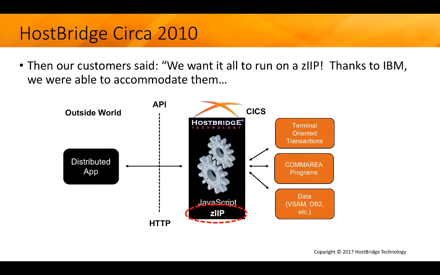Now, another thing that customers said to us a number of years later, I think it was around 2010, right about then IBM came out with the concept of specialty engines, particularly zAAPs and zIIPs. And our customers said, we love what you're doing and we'd like it all to run on a zIIP. Well, again, thanks to IBM, who created a licensing program that allows an authorized ISV or software developer such as HostBridge to use the appropriate interfaces, we were able to accommodate our customers. So for the last 7 years, our customers have been able to benefit from running all of their integration tooling and technology and all the scripts that they write using the HostBridge JavaScript engine on the zIIP.